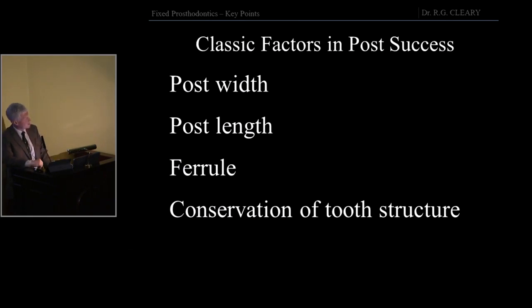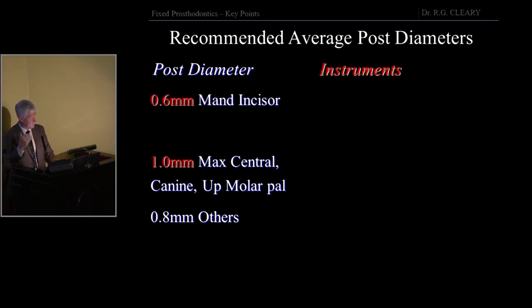Okay, the 4 factors in terms of the success of a post and core are the width of it, that we don't over-widen it, that the length of it is equivalent to the length of the crown, okay, and that we have a ferrule, which is the crown engaging dentin. A dentin core beyond your metal core, or your composite core, or whatever material it is you're using, okay? And that's all predicated on the conservation of tooth structure.